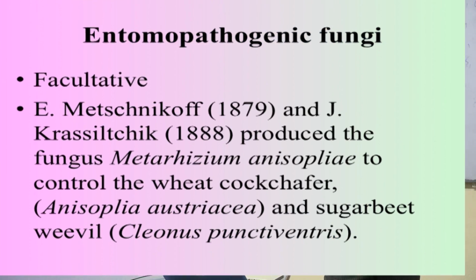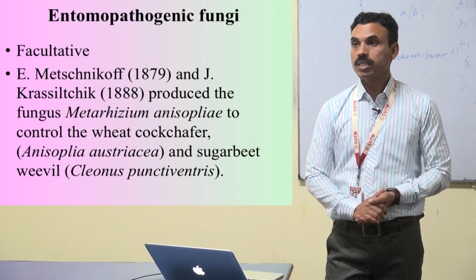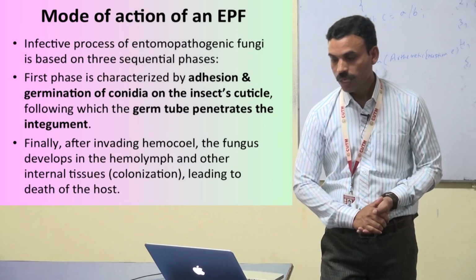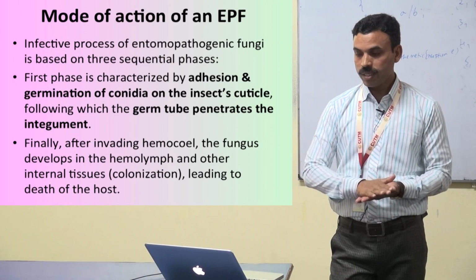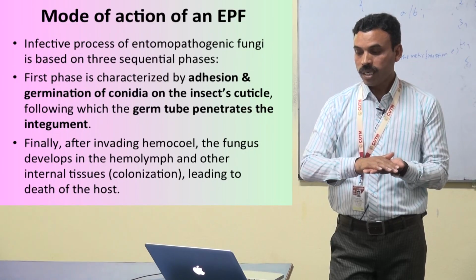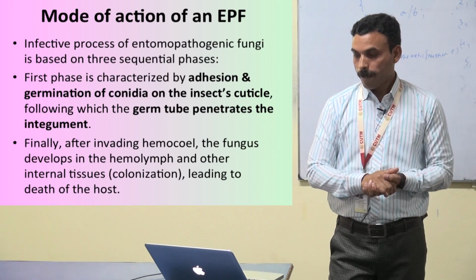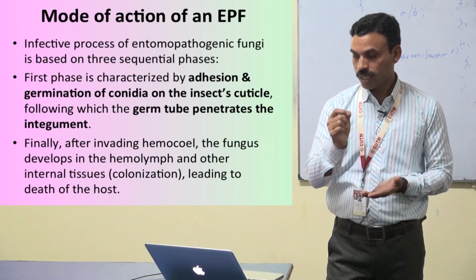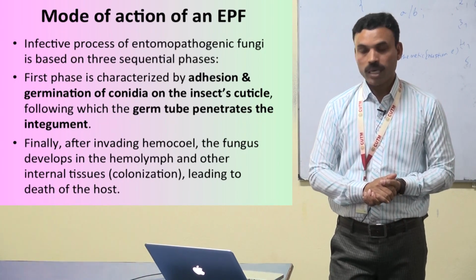First of all, Metarhizium anisopliae was used by the Russians around 1888 for the control of wheat cockchafer as well as sugar beet weevils. How does it act? There are 3 phases. First, it will adhere to the surface of the insect, the cuticle. So, adhesion and germination of conidia on the insect cuticle, and it will dissolve the cuticle. Then the germ tube will penetrate into the interior, and in the hemocoel the fungus will dissolve, hyphae will form, and colonization will occur, leading to the death of the host.